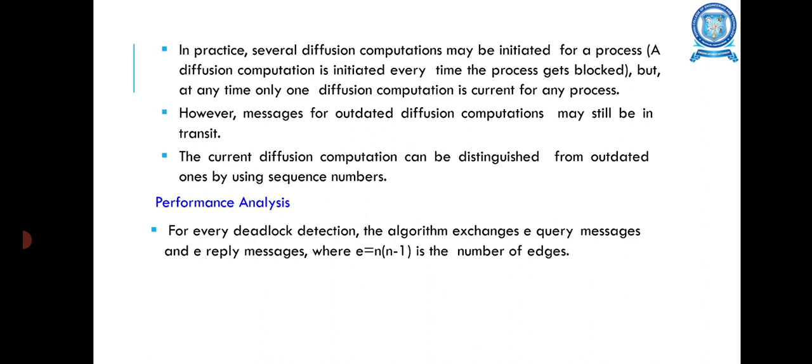In practice, several diffusion computations may be initiated for a process, but at any time only one diffusion computation is current for any process. However, messages for outdated diffusion computations may still be in transit. The current diffusion computation can be distinguished from outdated ones by using sequence numbers.